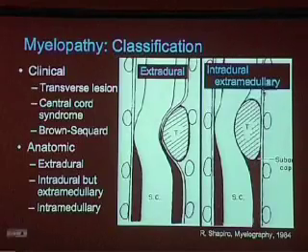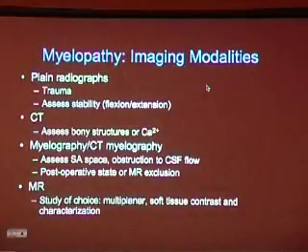Whereas if you have a process which is inside the dura, but outside of the spinal cord, you're going to deviate the cord, but instead you're going to have widening of the subarachnoid space and a so-called subarachnoid cap. And as we go through, we're going to be looking at examples of all of these things.